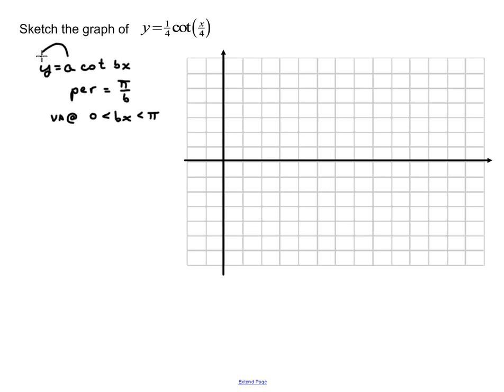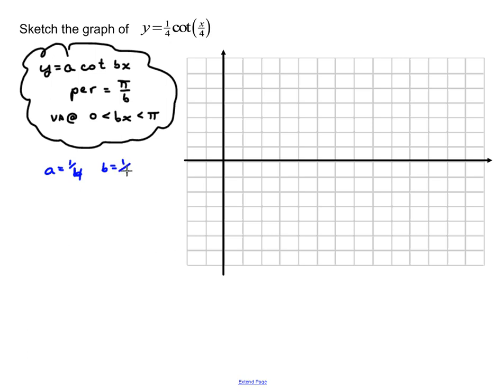So, keeping that in mind, if I've got y equals 1/4 times cotangent of x over 4, a is equal to 1/4. B is also equal to 1/4 in this particular case. So what does that mean? Well, my period then will be pi divided by 1/4, which is to say 4 pi.